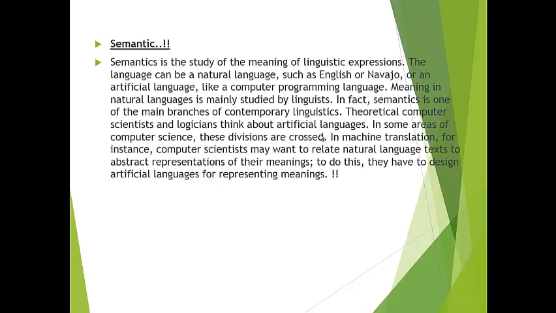In some areas of computer science, these divisions are crossed. In machine translation, for instance, computer scientists may want to relate natural language texts to abstract representations of their meanings. To do this, they have to design artificial languages for representing meanings.